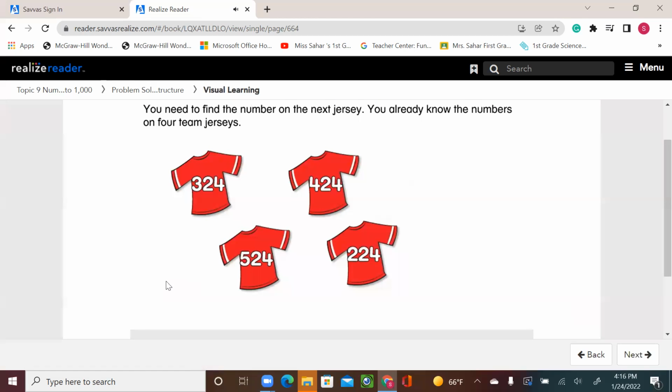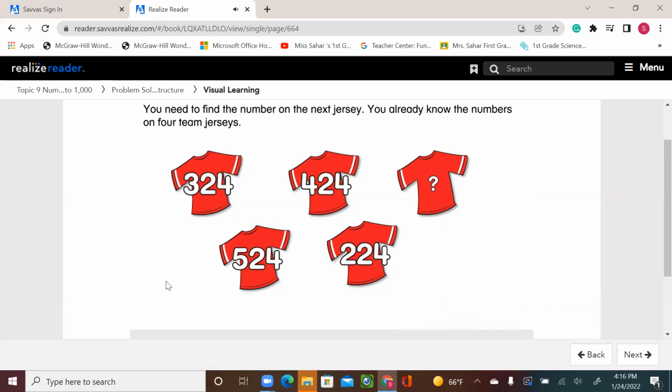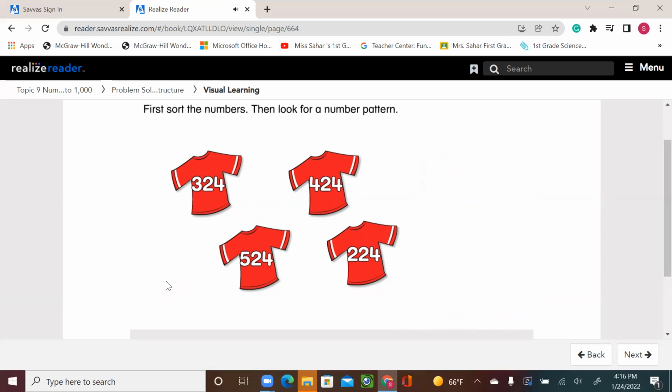You need to find the number on the next jersey. You already know the numbers on 4 team jerseys. First, sort the numbers. Then, look for a number pattern. When we say sort, it means you start from, as they said, least to greatest. And when you understand the pattern, that means understanding what we are skip counting by. What's the pattern?